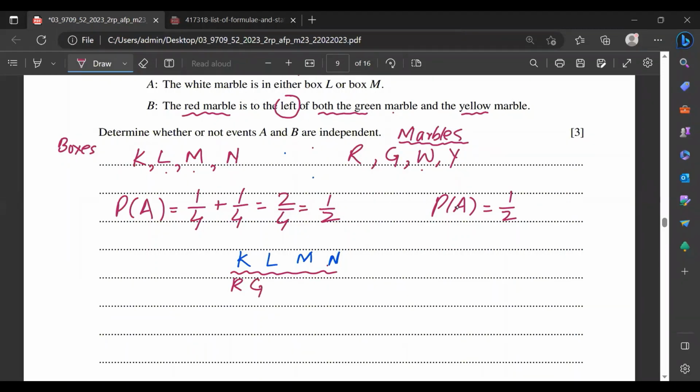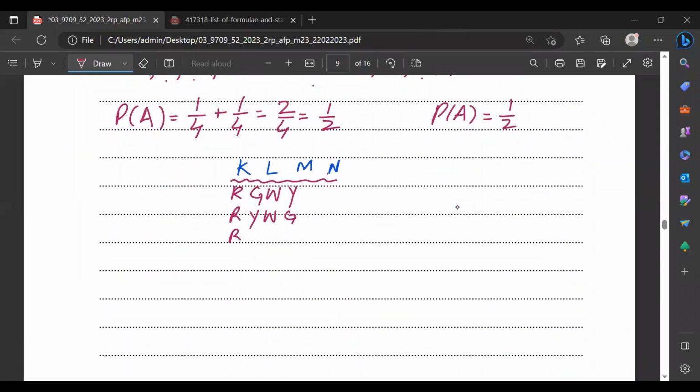RG, WY, then R. The question is that the red marble is to the left of both green and yellow. Green and yellow. Different possibilities.